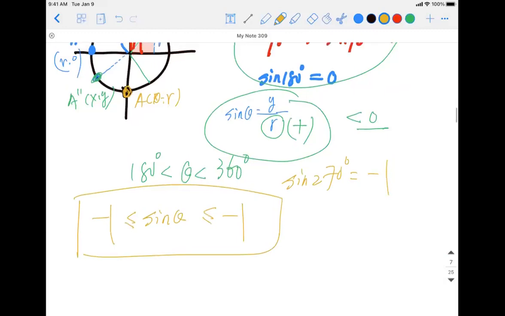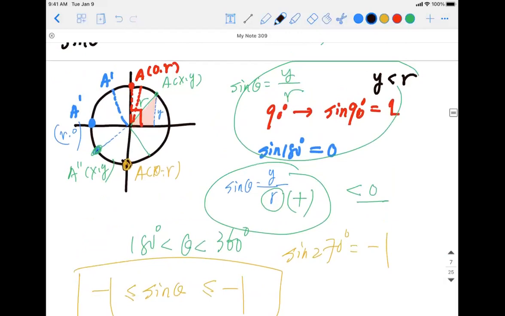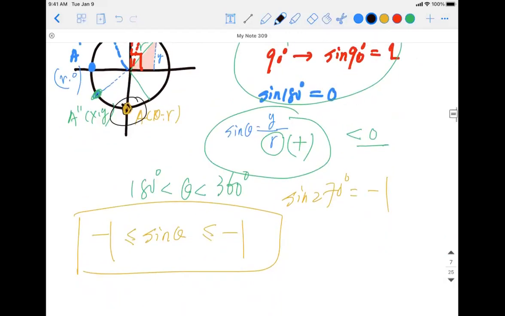Sine theta value is always going to be a value between negative one and positive one, right? As long as it hits 90 degrees or 270 degrees, it's going to give you a positive one and a negative one, right? Negative one and positive one. This is 270 degrees, this is 90 degrees. But most of the time, your sine value is going to be between negative one and positive one, which makes sense. So far, so good?